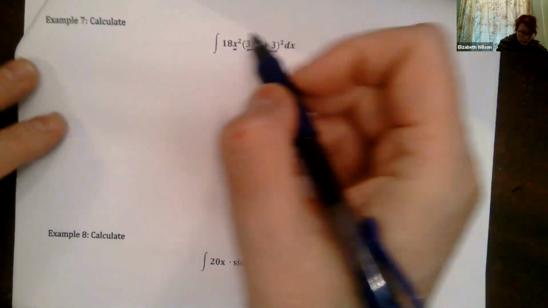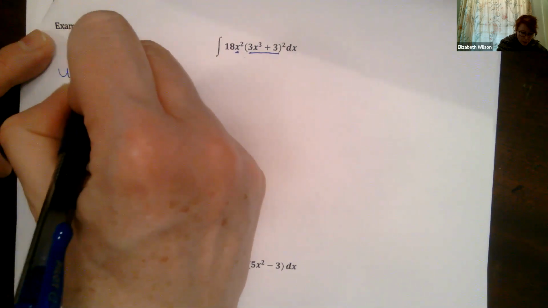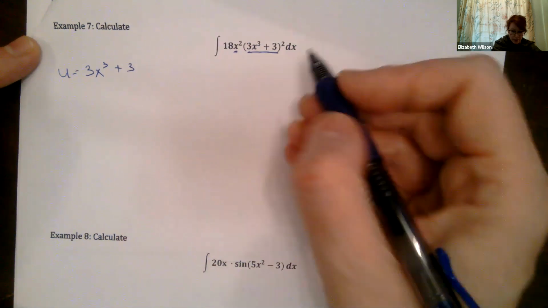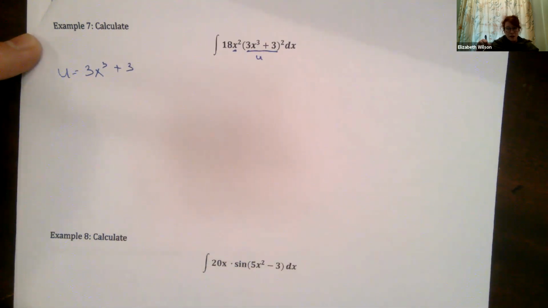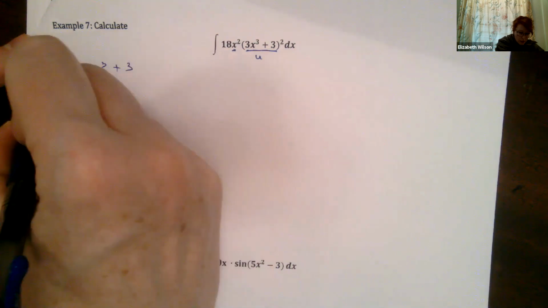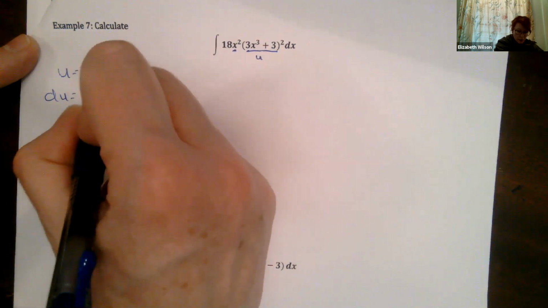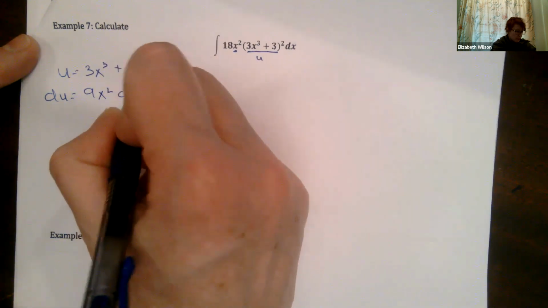Okay, so let's go like this. u equals 3x cubed plus 3. Not the quantity squared. Remember, we're doing the inside function, right? That's f of g of x. I'm trying to substitute for my g. So my du, right? So let's do this. This is going to be 9x squared. The 3 goes away. This is dx, okay?